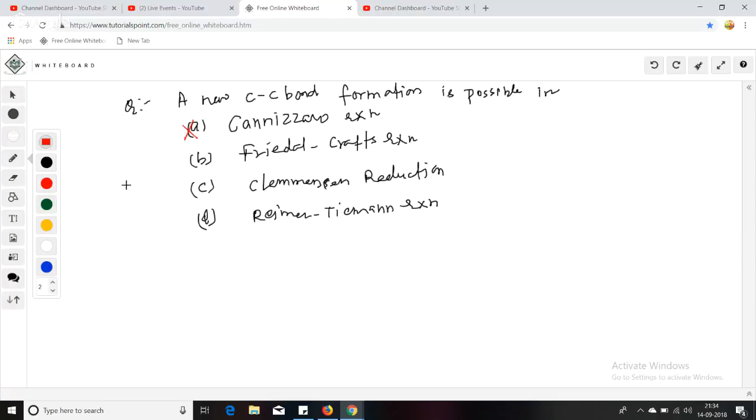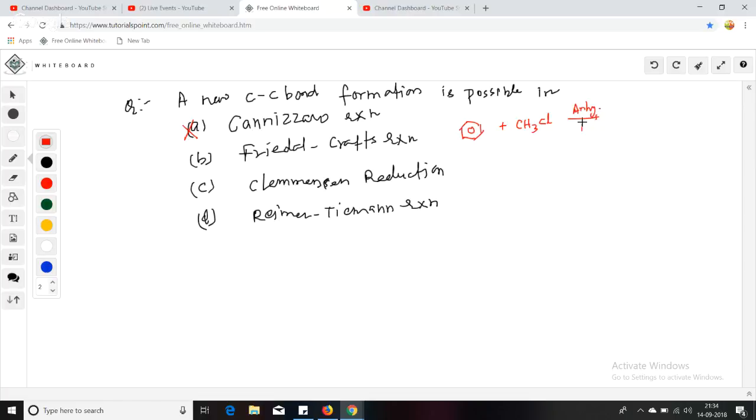Friedel-Crafts reaction, if you remember, we have a benzene ring. I'll write it down here. We have a benzene ring, and this benzene ring reacts with CH3Cl, methyl chloride, in presence of anhydrous AlCl3.